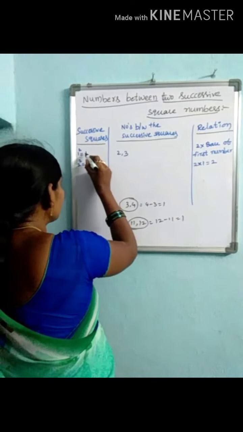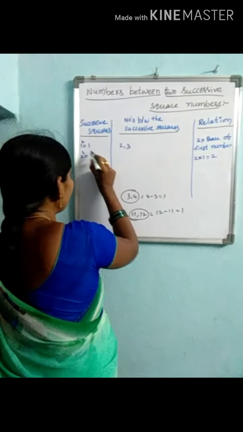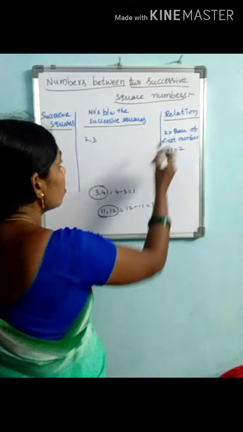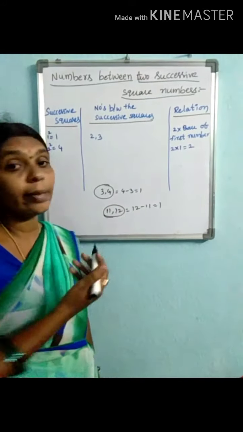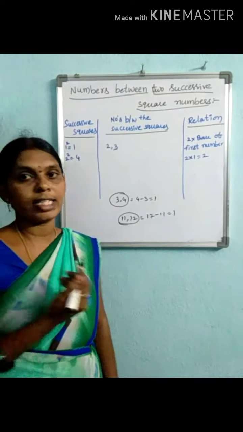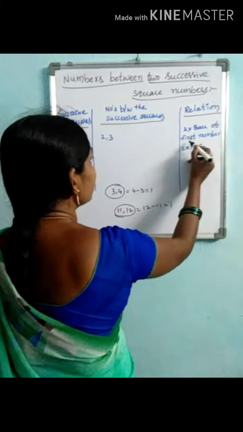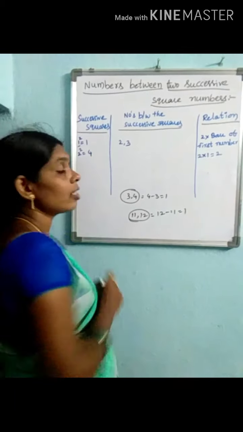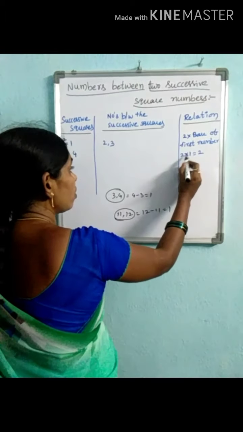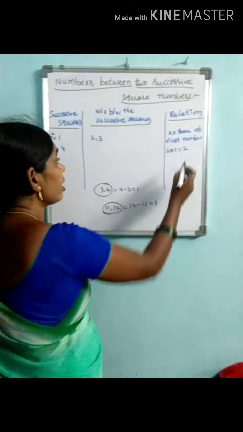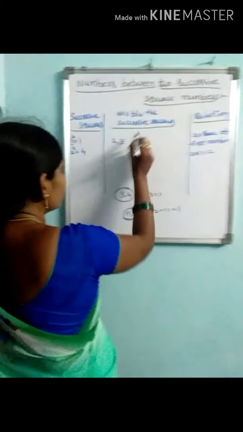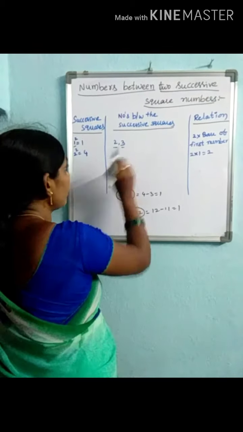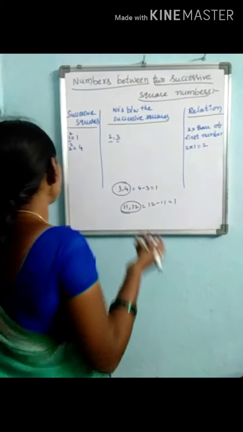So the numbers between these two successive square numbers 1 and 4. How many numbers are there between them? 2 and 3. Yes. So what is the relation? How do we find how many numbers are in between two successive squares? The relation is 2 into the base of the first number. What is the first number here? 1. So that's why 2 into 1. 2 ones are 2. So how many numbers between two successive squares? 2 numbers are there. What are they? 2 and 3.